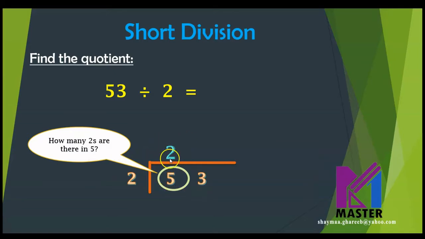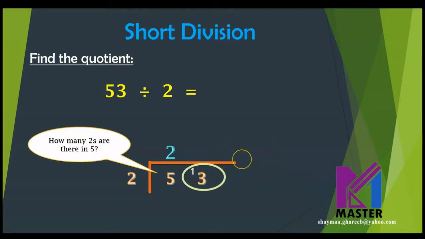I will put the 2 up here in the answer place. And where to put the remainder? I will put the remainder just next to this 5 on the right, here between the 5 and the 3. Okay, so now I will start again, but this time I will take the remainder with the next digit, which is the 3. 1 and 3 means 13. I will deal with it as number 13.